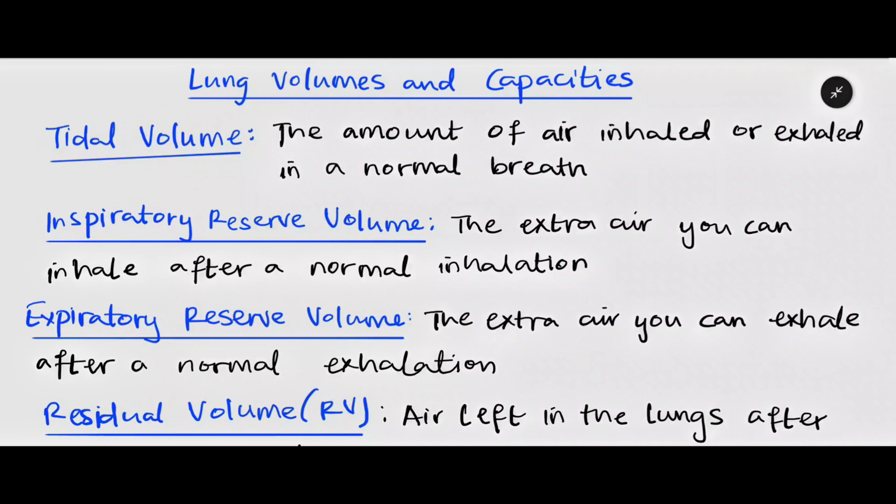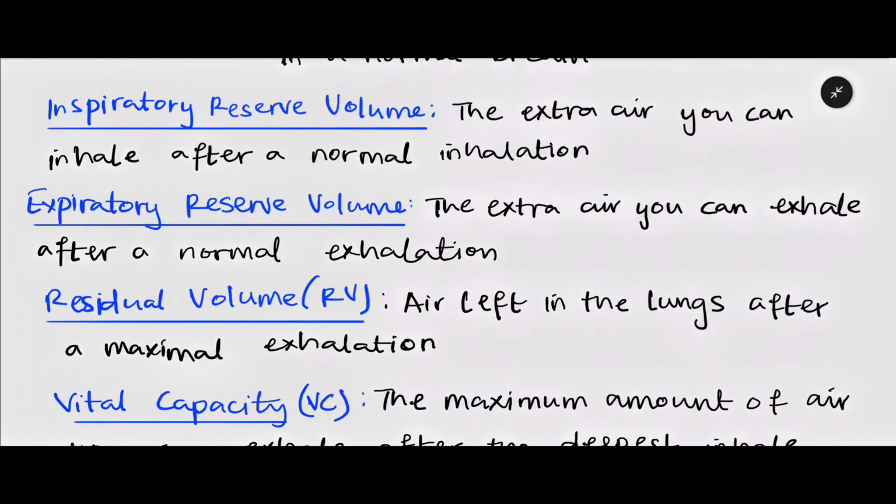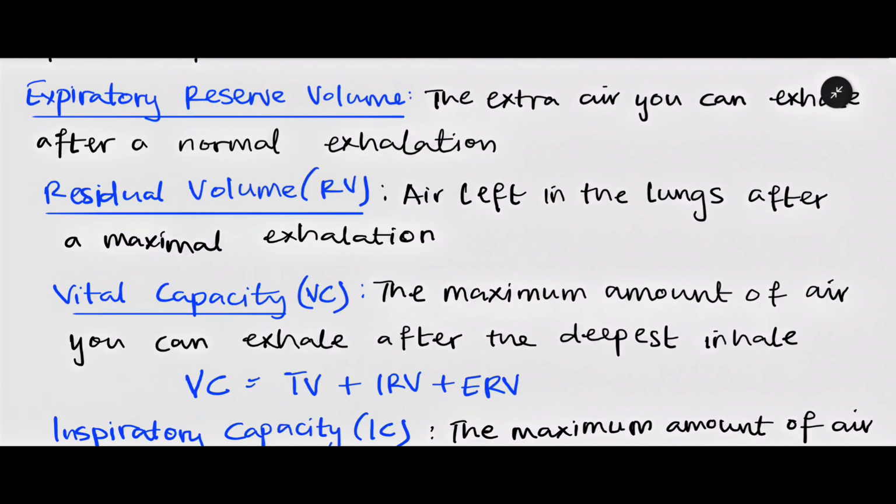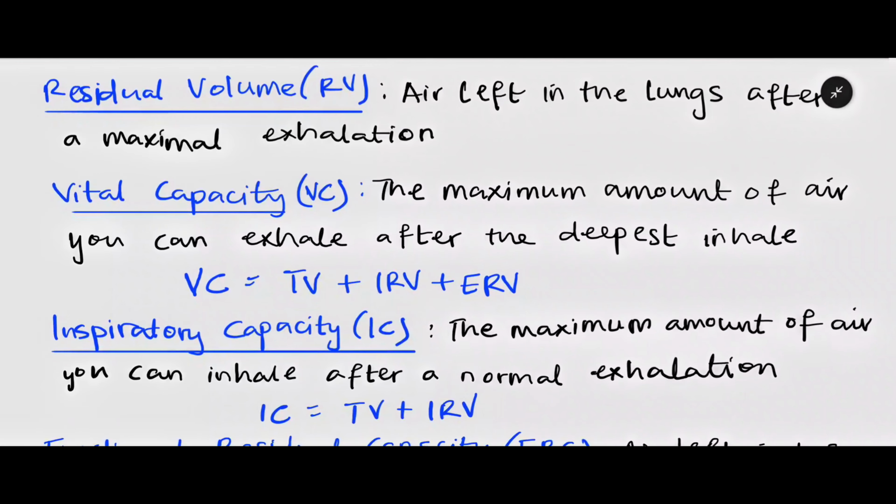Okay, you also need to know the lung volumes and capacities. So lung volumes are single measurements and capacities are a combination of different volumes. Tidal volume is simply the amount of air inhaled or exhaled in a normal breath. So when you just breathe normally every day, thousands and hundreds of times a day, that's tidal volume. Inspiratory reserve volume is the extra air you can inhale after a normal inhalation. Expiratory reserve volume, the extra air you can exhale after a normal exhalation. Residual volume is the air left in the lungs after a maximal exhalation.